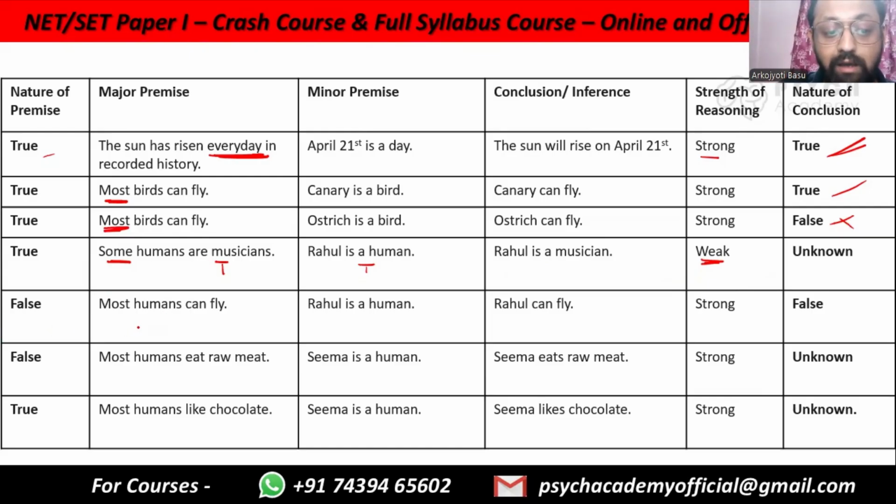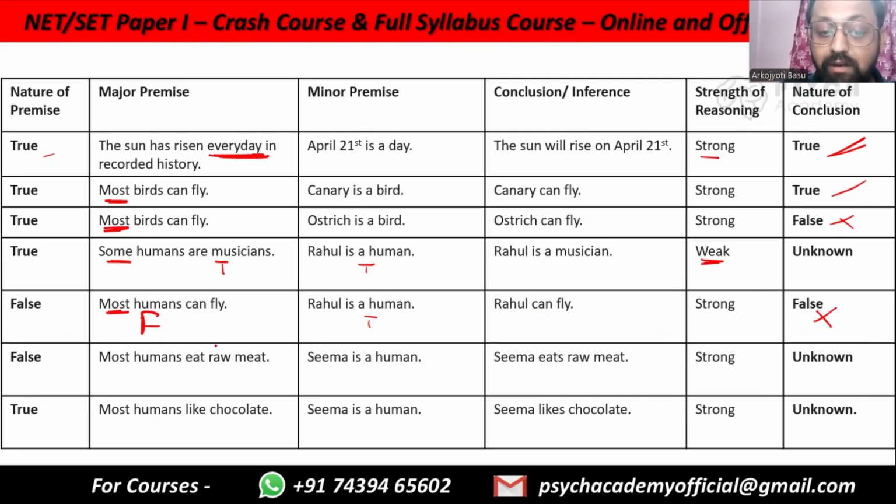Again, let's start with some false premises. Most humans can fly. This is a totally false premise. Rahul is a human. Okay, true. Rahul can fly. Well, the reasoning is strong. That is, most humans can fly, Rahul is a human, Rahul can fly. But you have false premises. So again, it is leading towards a false conclusion. But does that always hold?